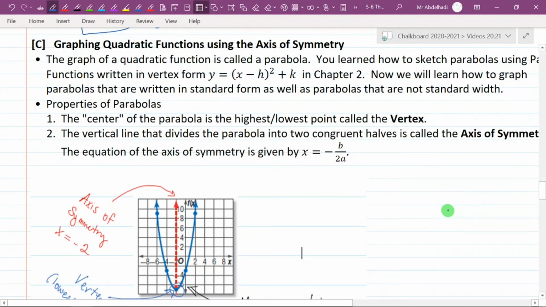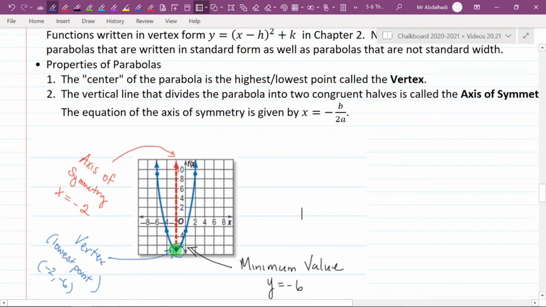Okay, this next section is graphing quadratic functions using the axis of symmetry. A quadratic function, when you graph it, looks like a parabola, or is a parabola. And a parabola is a symmetrical thing, so it has a middle point called the vertex. That vertex is either the lowest point on the parabola, or if it's an upside down parabola like this, it could be the highest point. So it's either the minimum value or the maximum value of the parabola at the vertex.